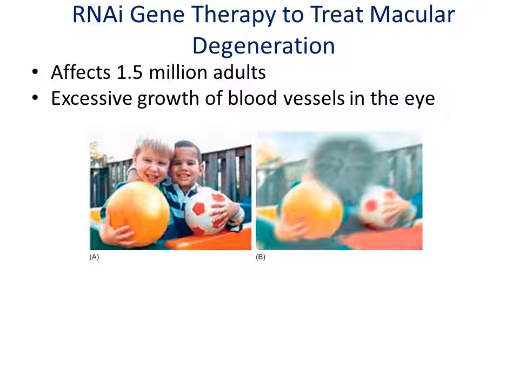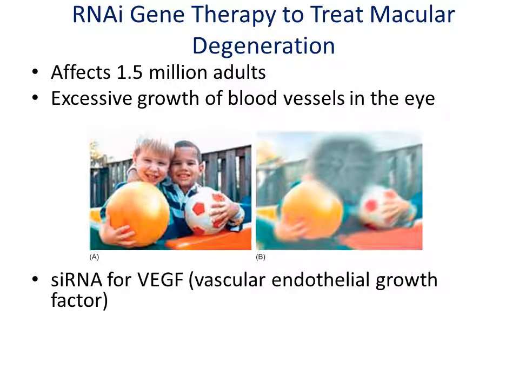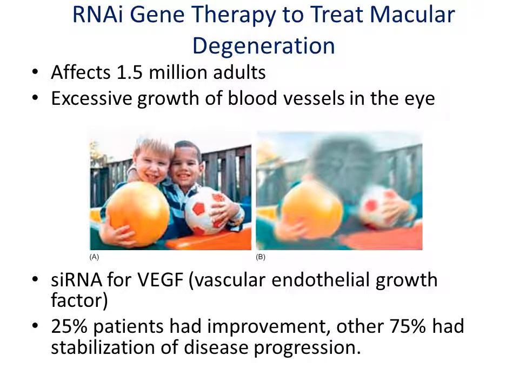RNAi is being used to treat an eye disease called macular degeneration. This affects over 1.5 million adults. What it's due to is excessive growth of blood vessels in the eye, and this is caused by something called VEGF, or vascular endothelial growth factor. So siRNAs have been designed to inhibit VEGF expression, and some 25% of patients have had improvement, and the other 75% at a minimum have had stabilization of disease progression.